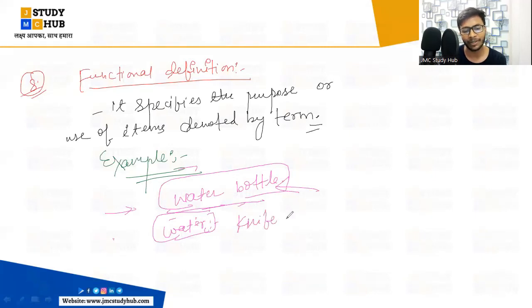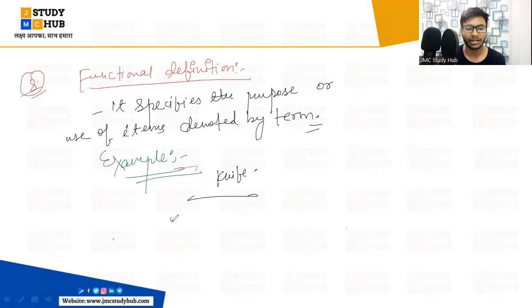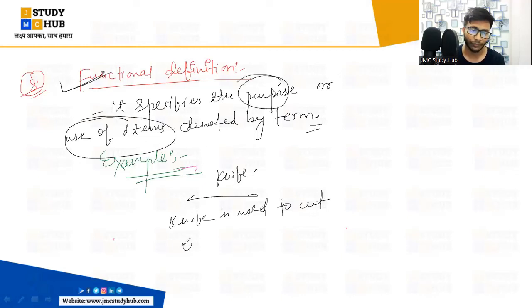So you are giving the example of a knife. Knife is used to cut, right? Very good example. Please note this example, it is very important. It is totally related to the functional definition, that you are giving the example of a knife. Knife is used to cut. This is the functional definition, where you define the purpose or use of the items, right? Very good.